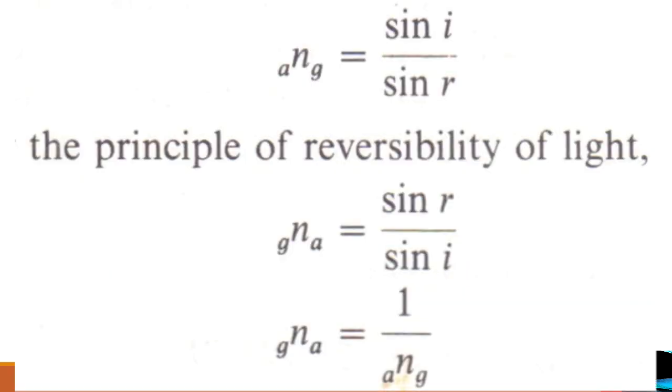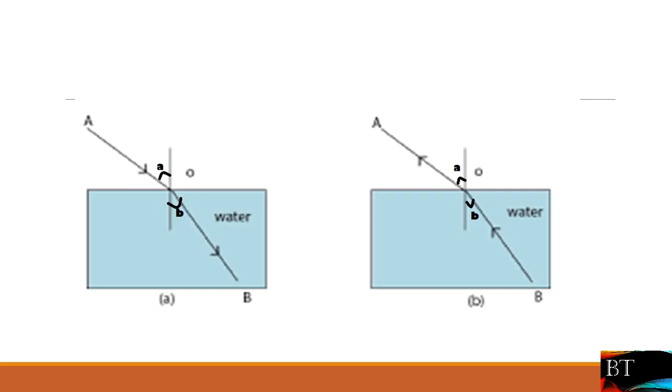Hence we can conclude, according to the principle of reversibility of light, the refractive index of the first medium with respect to the second medium will be equal to the reciprocal of the refractive index of the second medium with respect to the first medium. Thus, if the refractive index of glass with respect to air is 3 by 2, then the refractive index of air with respect to glass will be 2 by 3.